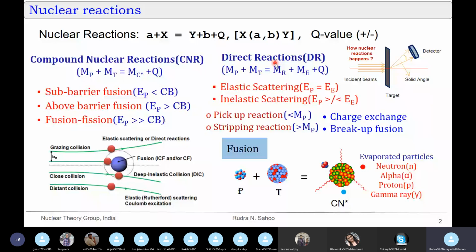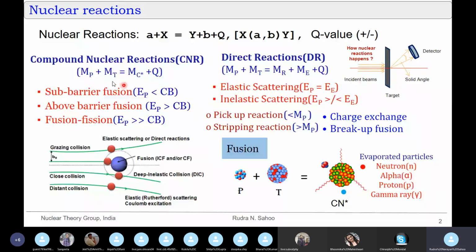And these are further classified as the elastic scattering and transfer, where the transfer are further classified as the pickup reaction and stripping reaction. In pickup reaction, when the projectile comes towards the target, it takes some nucleons from the target. That is called pickup, and stripping is just its opposite process. And in charge exchange reaction, the proton is exchanged between the projectile and target. In the breakup fusion reaction, a part of the projectile fuses with the target, and the rest of the part goes as a spectator in the outgoing channel.